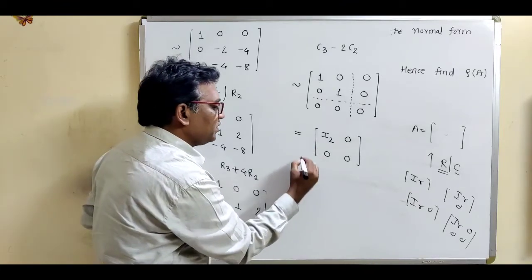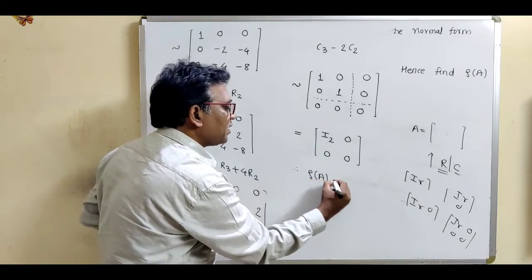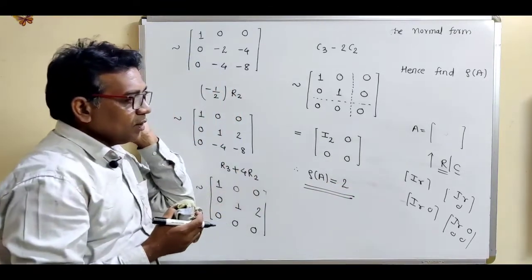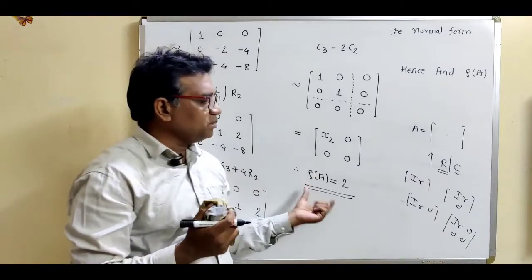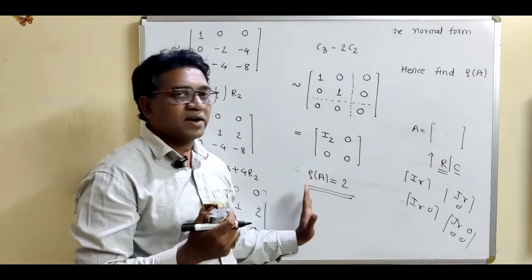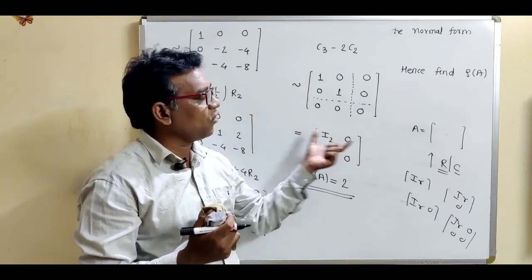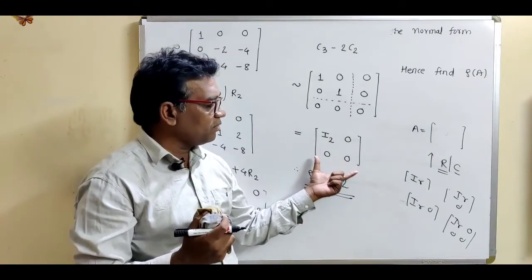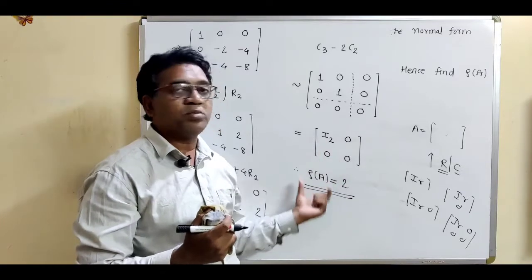So what is the rank of the given matrix? The rank of this matrix is nothing but 2. So this is a very important method for finding the rank of the matrix, that is called the normal form or canonical form. By using the normal form or canonical form, we can also determine the rank of the matrix.